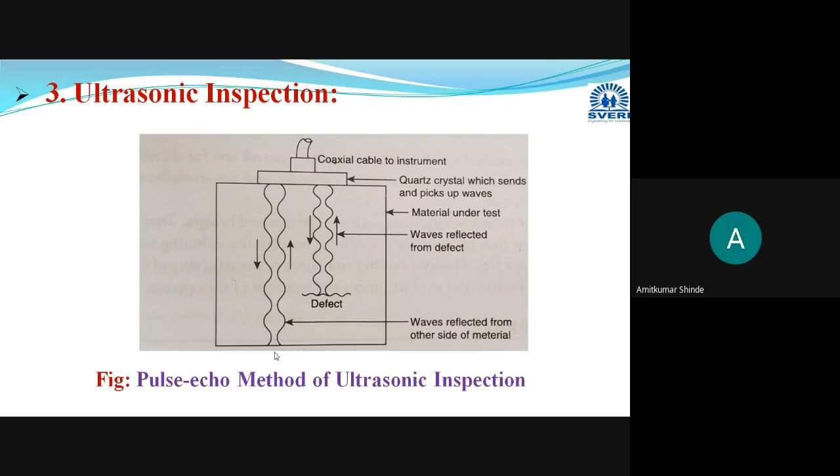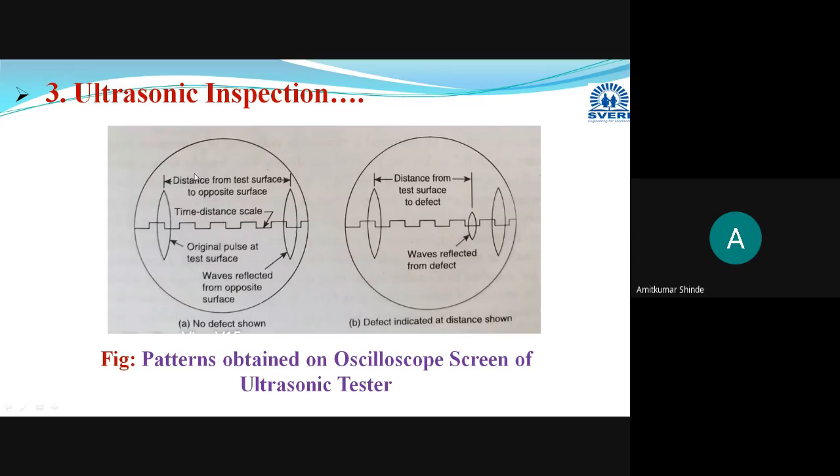Bigger pips will be obtained. And when a defect is present at that spot, you will get a pattern or a pip of very small size on the CRO screen, and you also have the record of the time. Whenever a defect is there, the echo comes back in a shorter time as compared to the normal area of that specimen.